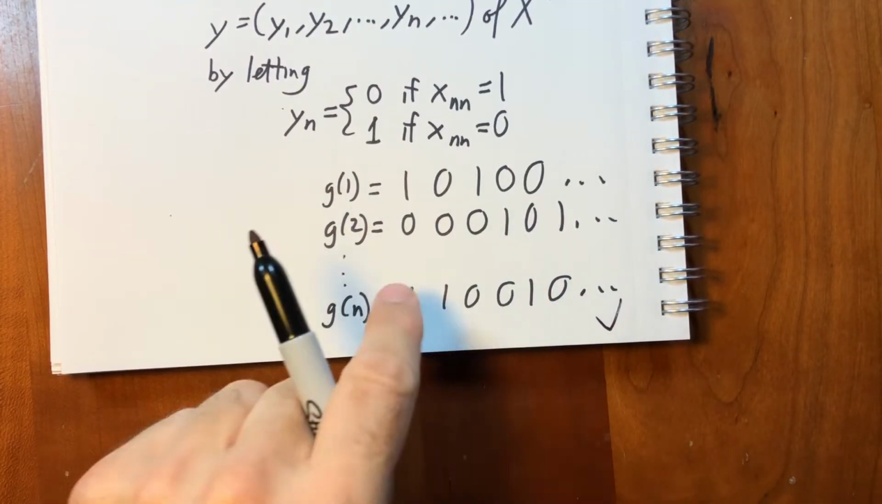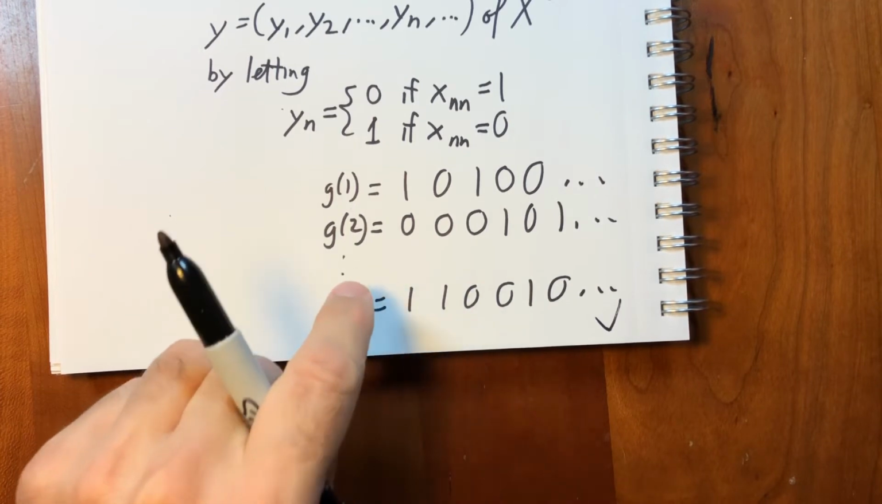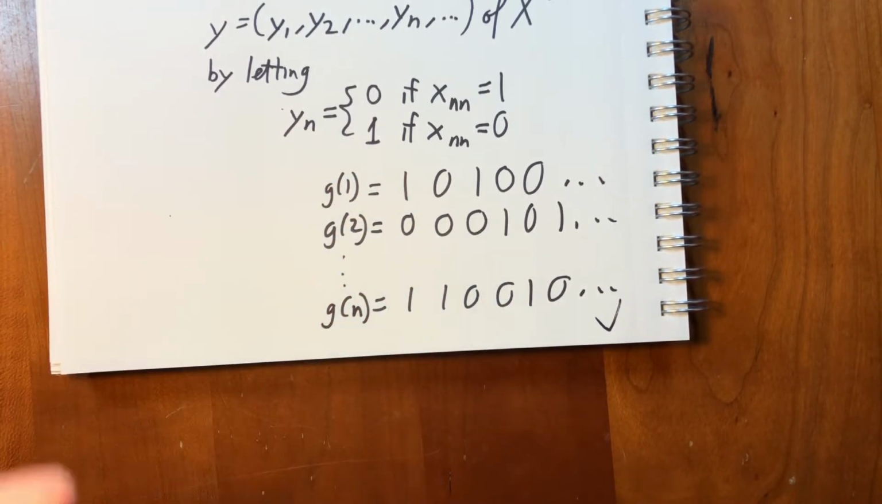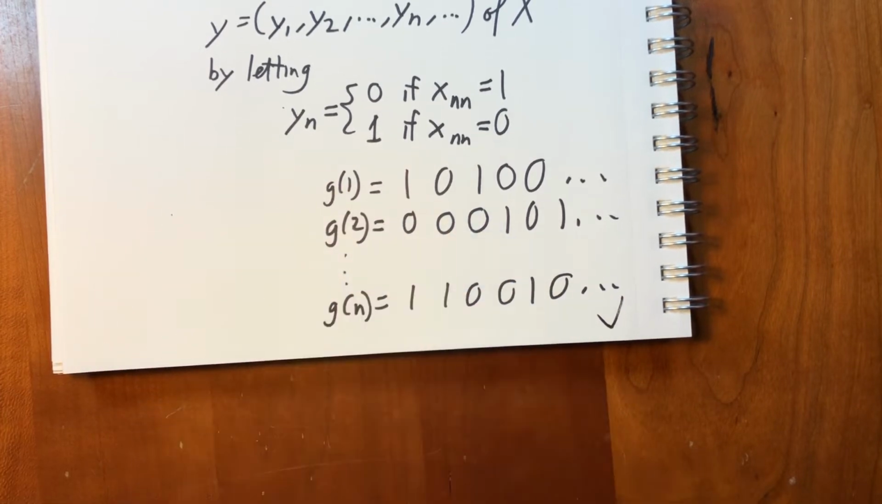So this procedure might look familiar to you. We've looked at this before. This is the common way of proving that real numbers are uncountable. We'll come back to this in a minute.